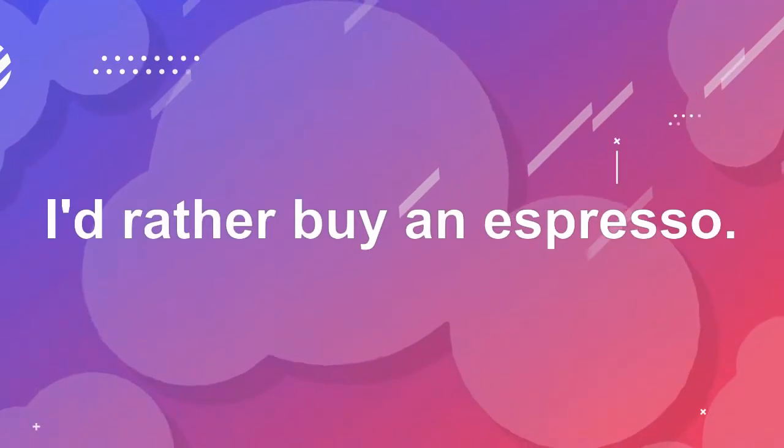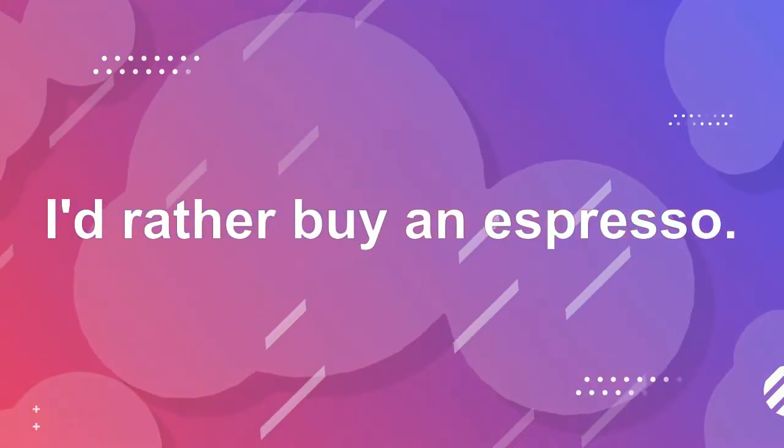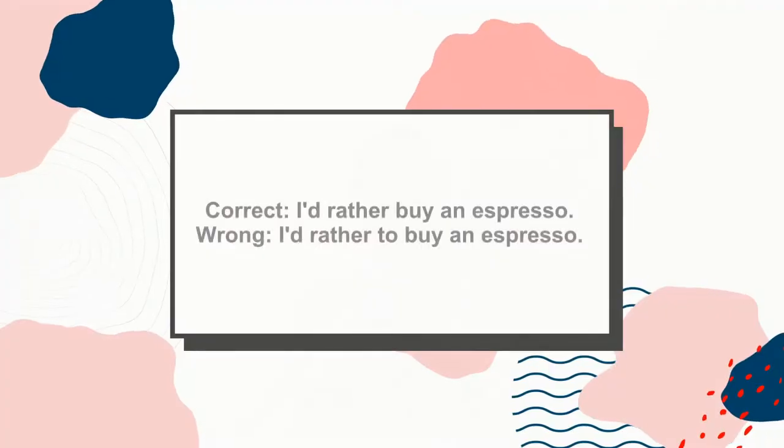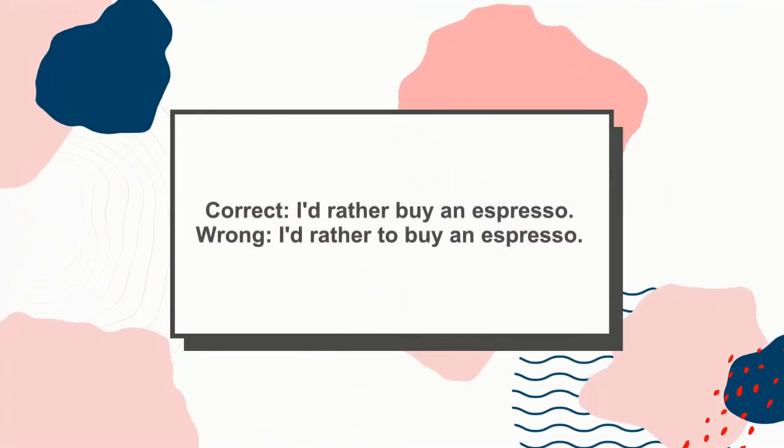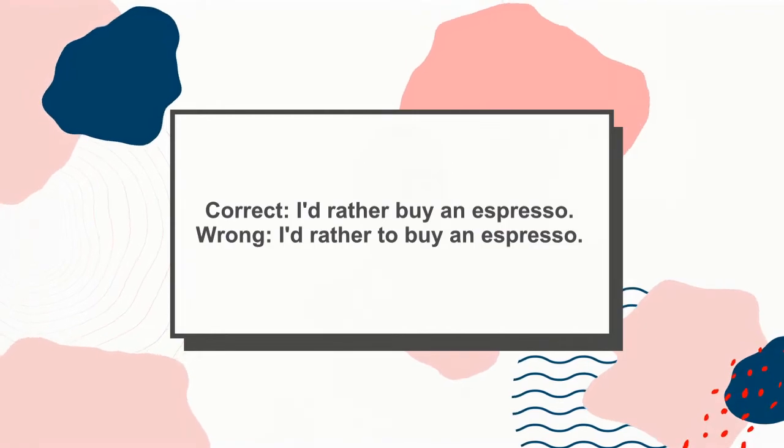I usually go to the local cafe to buy an espresso. I'd rather buy an espresso from the local cafe. I'd rather stands for I would rather, and it's followed with the bare infinitive. This is the simplest form of the verb. So that means no to, no ing. I would rather buy a cup of coffee from the local cafe.